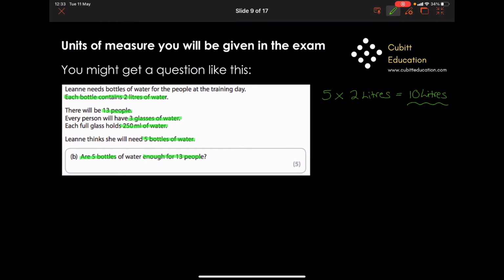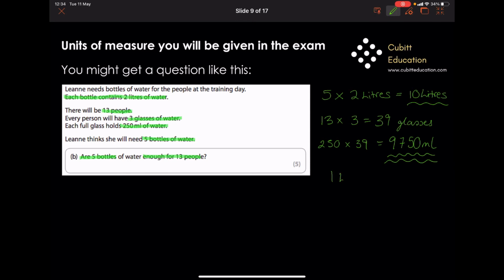Now it then says that there will be 13 people who want 3 glasses of water each. Okay. So we need to do 13 times 3 because then we know that we need 39 glasses of water. And if we've got 39 glasses of water, we also know that they need to be 250 ml each. So we then need to do 250 times 39, which gives us 9,750 millilitres. Okay, so for all 13 people to have 3 glasses of water each, Leanne will need 9,750 millilitres.